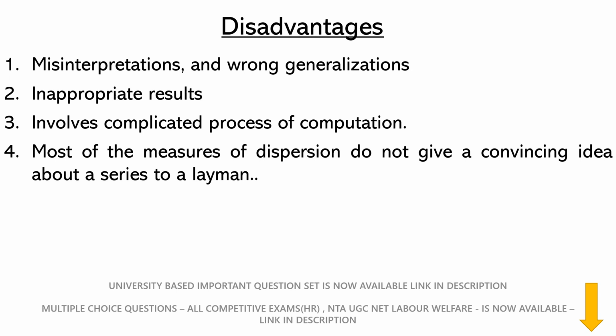Also, one of the main things is, same as measures of central tendency, most of the measures of dispersion do not give a convincing idea to the common man. As a statistician or a research analyst, it will be easy to find, but it does not give a convincing idea to a layman, okay, to a common man. Okay, these are the various disadvantages of measures of dispersion. So I've covered the basics of measures of dispersion. In the next video we'll be covering the practical problems of range and everything.